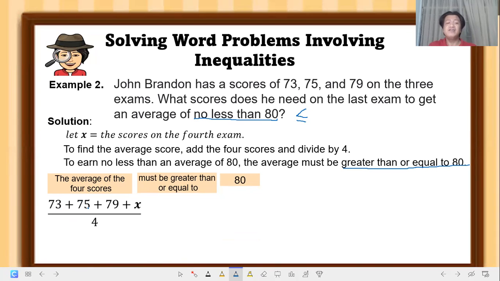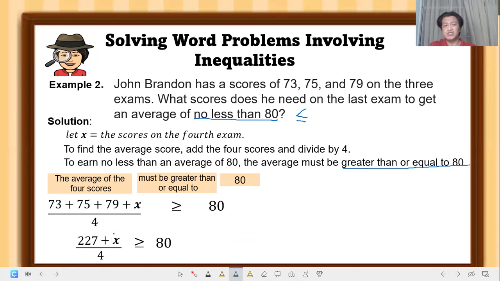So the average of the 4 scores must be greater than or equal to 80. We have 73 plus 75 plus 79 plus x over 4. Pag sinabing average, add mo yung 4 at divide mo siya by 4 kasi 4 po yung score natin. And greater than or equal symbol. Then copy natin yung 80. And since we are going to simplify this, pag inadd natin yung tatlong scores, 73, 75, 79, the sum of this is 227. Copy lang natin yung x and over 4. Okay, also the symbol greater than or equal to 80.